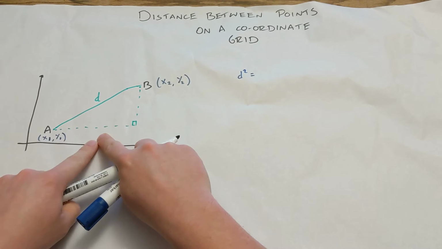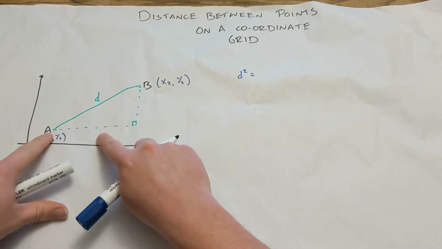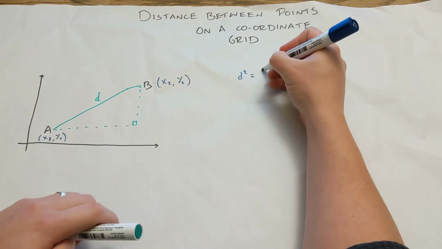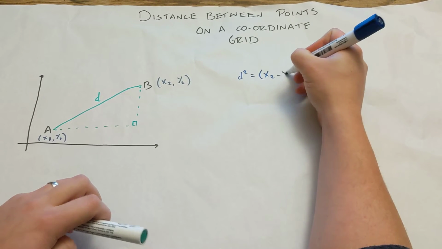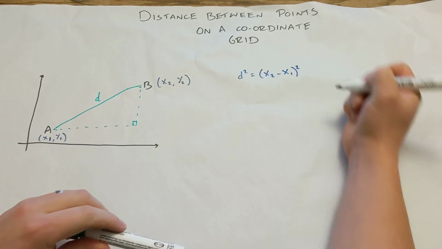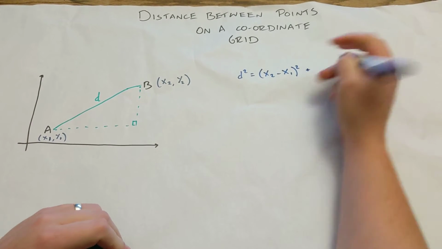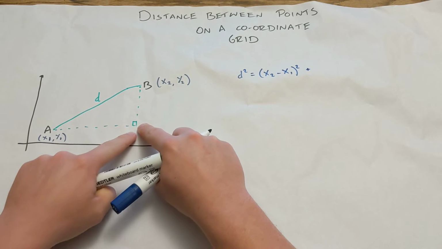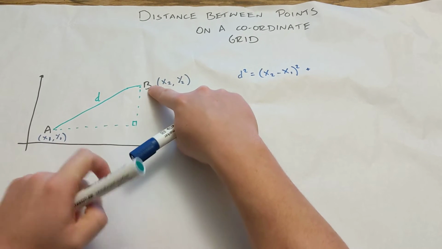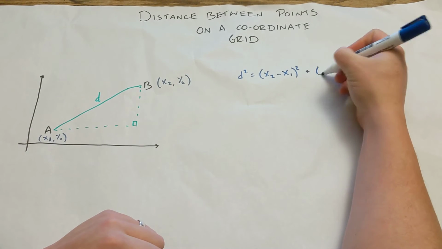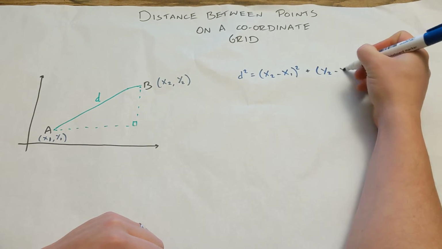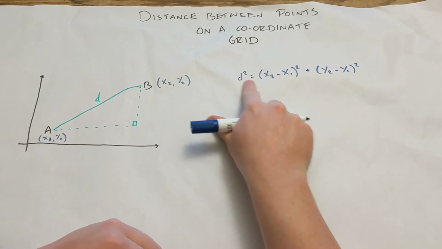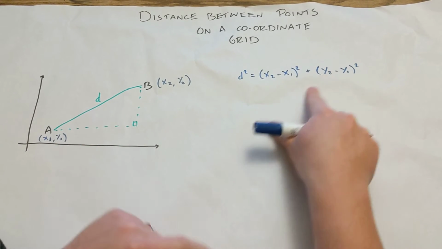What is the size of this side? Well, we know it starts at a value of x1 here, and it finishes at a value of x2. So its length would be x2 take away x1, squared, okay? If we look at its height, well, it starts down here at a height of y1, and it finishes up here at a height of y2. So the height of just that side then will be y2 take away y1, and we square that. Okay, so there we've got the hypotenuse squared equals one side squared plus another side squared.